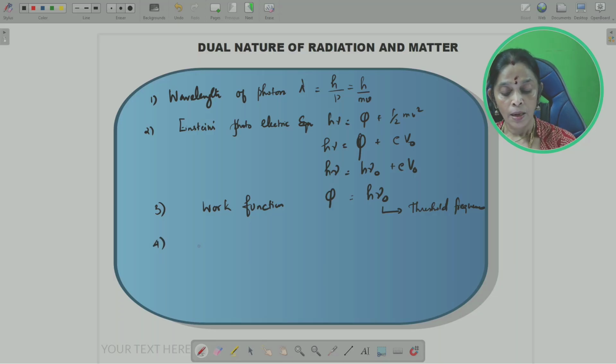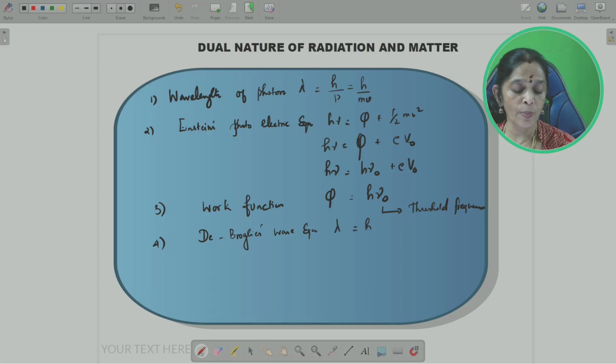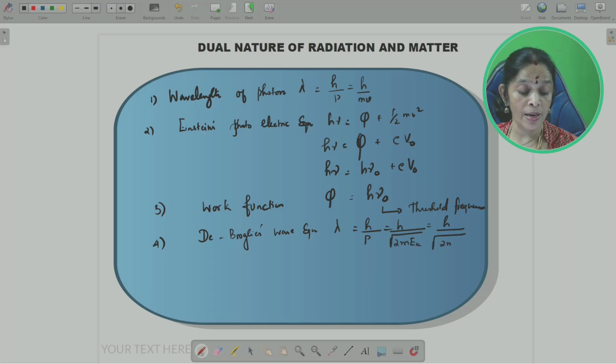Next is de Broglie's wave equation, that is lambda is equal to h by p, which is equal to h by root of 2m times kinetic energy, which can also be written as h by root of 2meV.